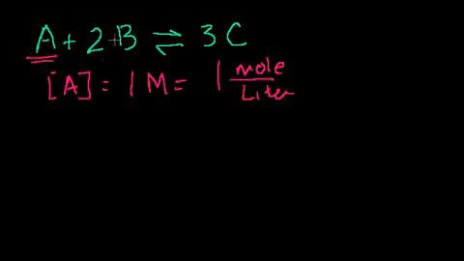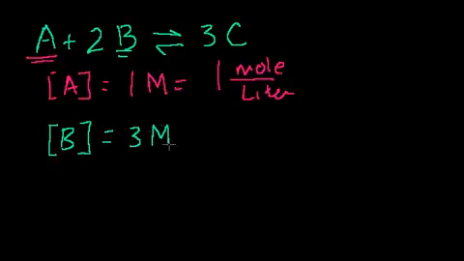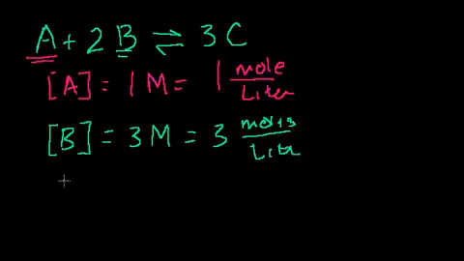We figure out that once we're in equilibrium, the concentration of B is equal to, let's say, 3 molar, which means 3 moles per liter. And let's say once we're in equilibrium, the concentration of C is equal to, let's just say, 1 molar as well. So it's just 1 molar.